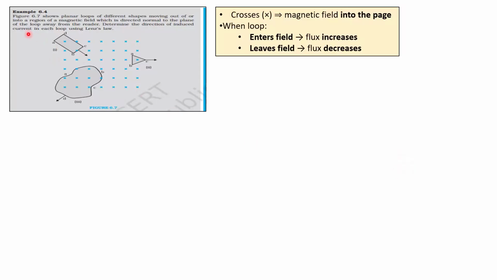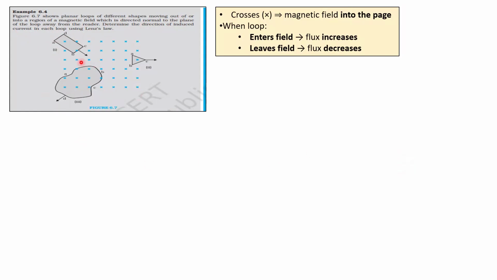Example 6.4, figure 6.7 shows planar loops of different shapes moving out of or into a region of magnetic field, which is directed normal to the plane of the loop away from the reader. Determine the direction of induced current in each loop using Lenz's law.